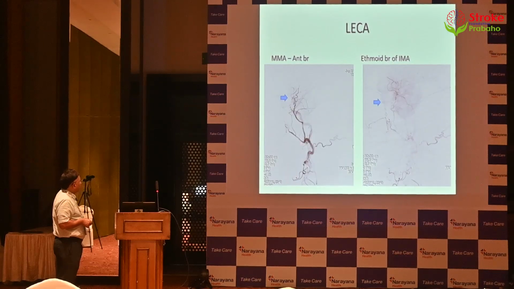This is the left external carotid injection. So this is the middle meningeal artery, and we can see the frontal branch, anterior branch is supplying the tumor. There is the accessory meningeal artery which is also supplying, giving this vascular blush.